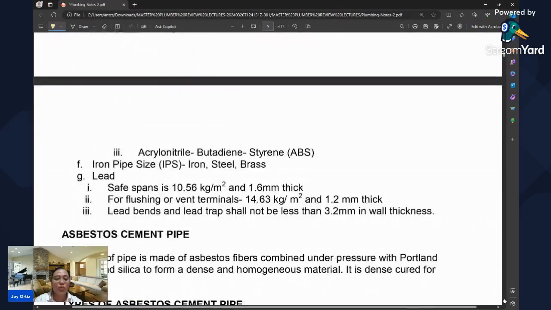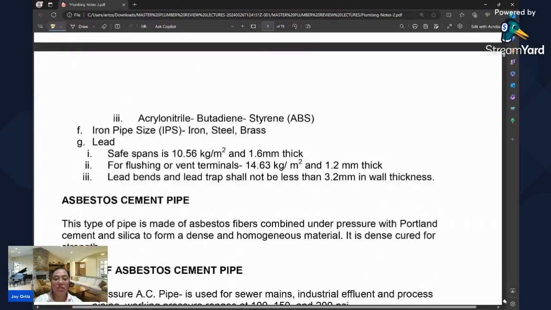Meron din tayong ABS, which is the acrylonitrile butadiene styrene. Ang hirap basahin, so ABS na lang po. And iron pipe size, we have the IPS. Ito naman po yung mga iron, steel, brass. Okay, we have also the lead.